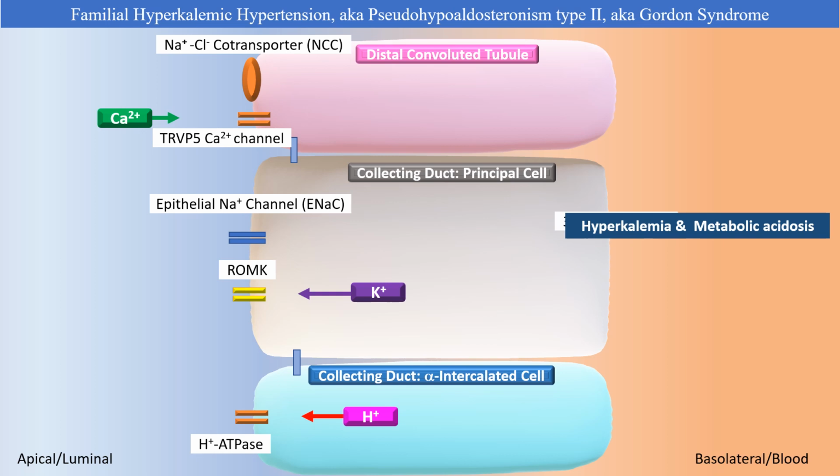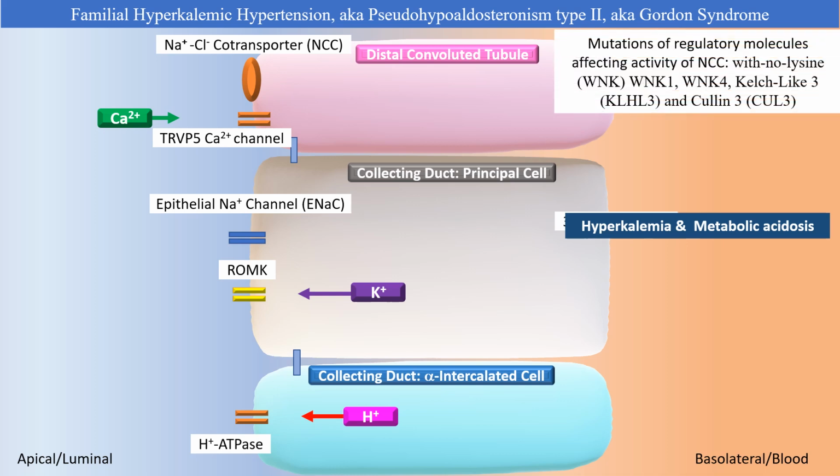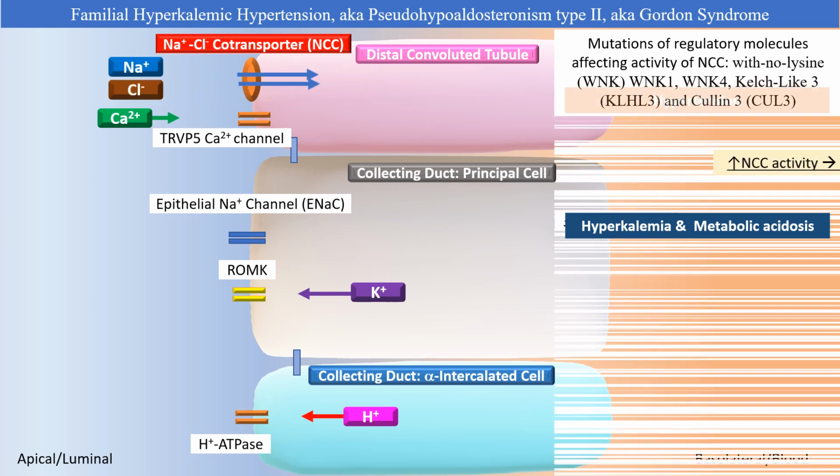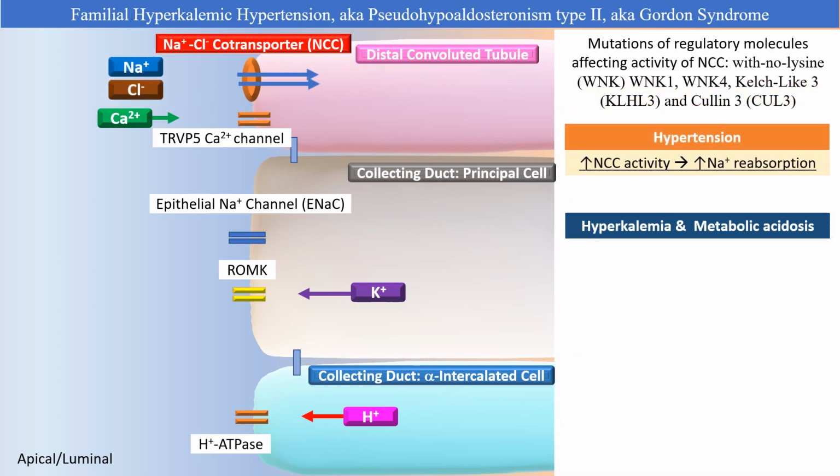In patients with familial hyperkalemic hypertension, also known as pseudohypoaldosteronism type 2 or Gordon syndrome, there are a number of mutations involving regulatory molecules that can increase the activity of the sodium chloride cotransporter NCC. Increased sodium chloride reabsorption at NCC causes volume expansion, thus hypertension.